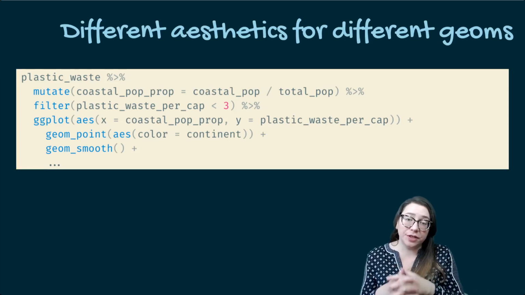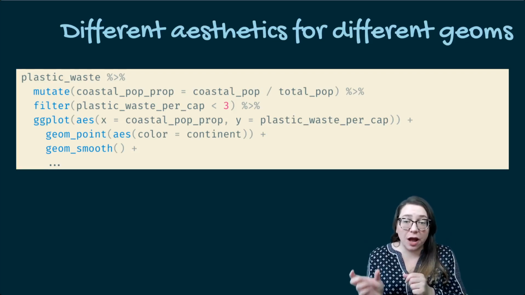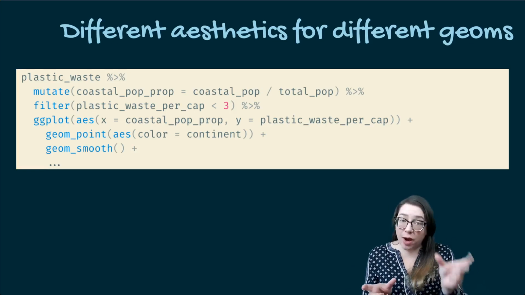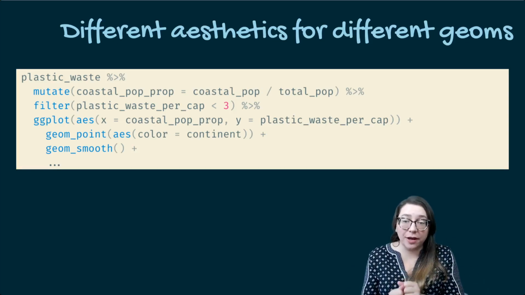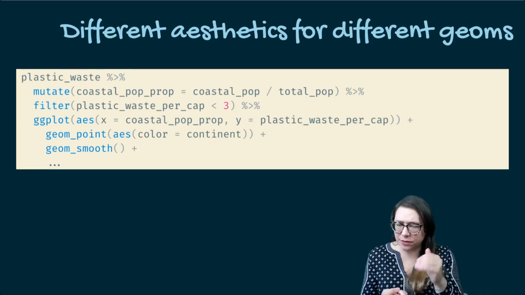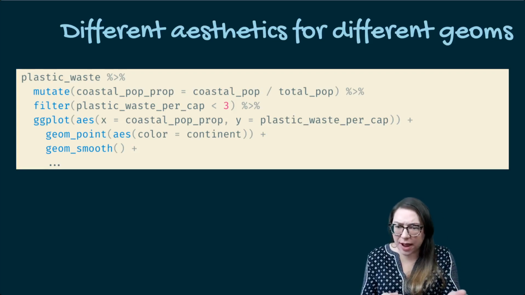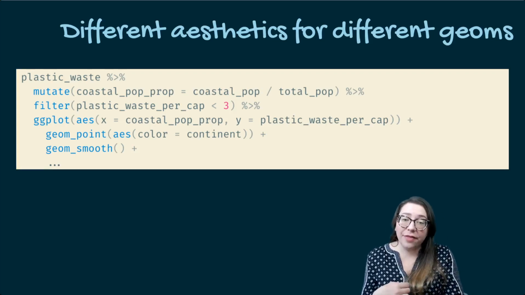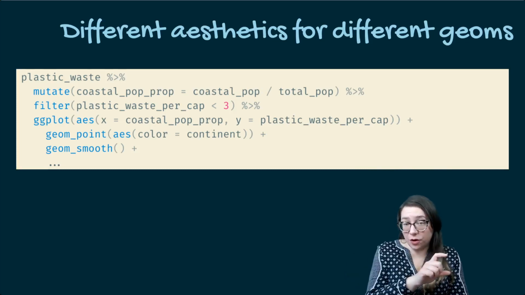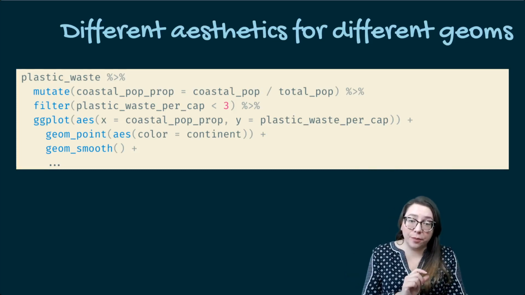So right now in this code that we're seeing in the ggplot call, we're saying X is coastal population proportion and Y is the plastic waste per capita. So for both geom point and geom smooth, that X and Y mapping is being used. And that's kind of what you expected to happen. But the plot that you were asked to recreate had points colored by different continents, but the smooth line was a single smooth line, not per continent.